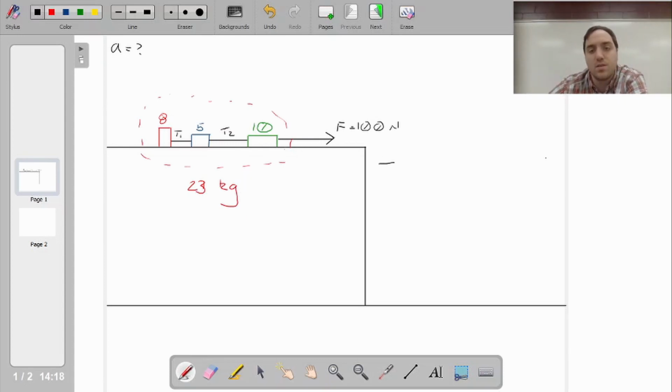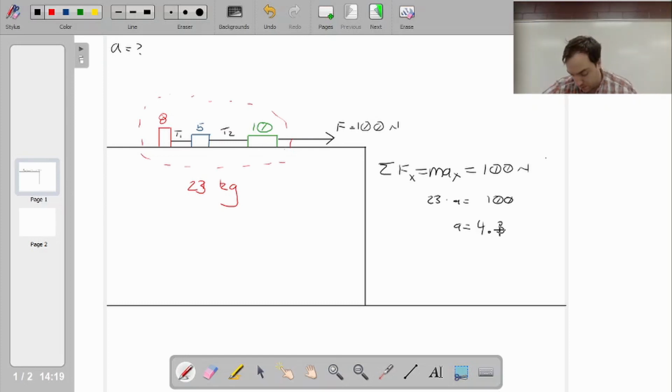Sum of all forces in the x direction equals ma, which equals that 100 newtons. Or in other words, 23 times a equals 100. Or a equals 4.35, rounding, meters per second squared. And that's it. That's all it is. It's fairly easy. Finding the tensions, however, gets a little more complicated.